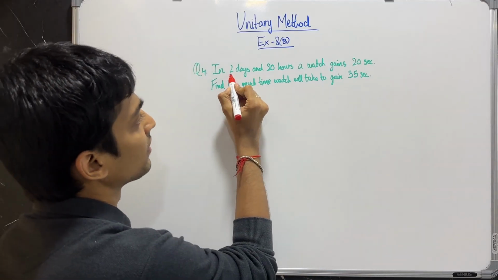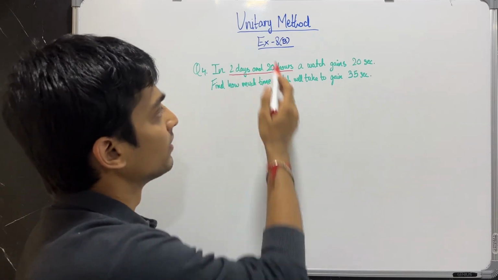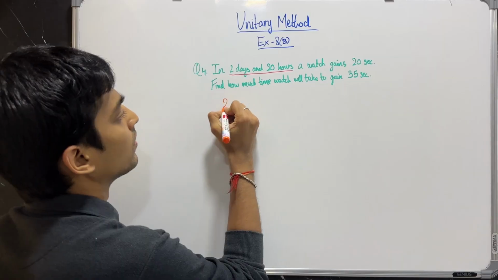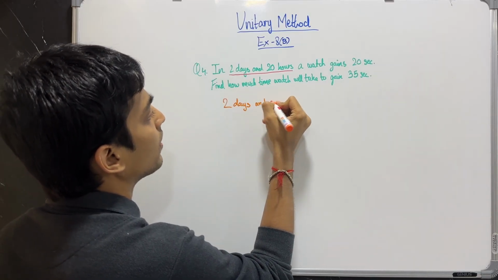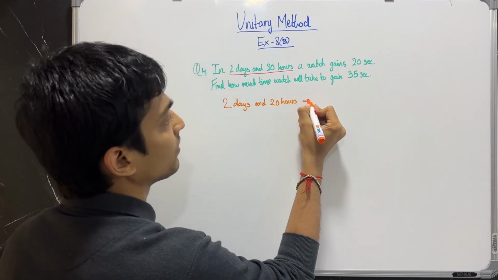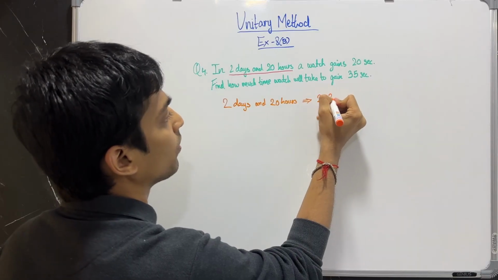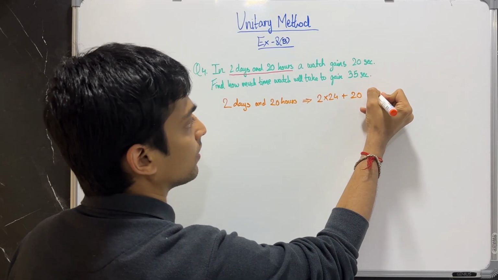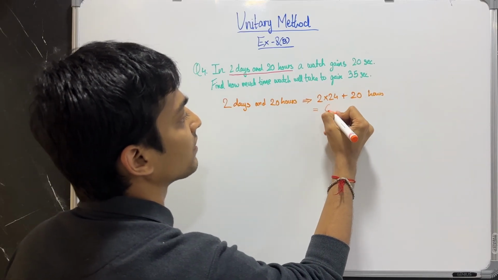Let's see this. So this is one single value, one single time. So this we can convert into hours. 2 days and 20 hours. We convert this to hours. 1 day is 24 hours, so 2 into 24 plus the extra 20 hours. So we get 48 plus 20, which is 68 hours.